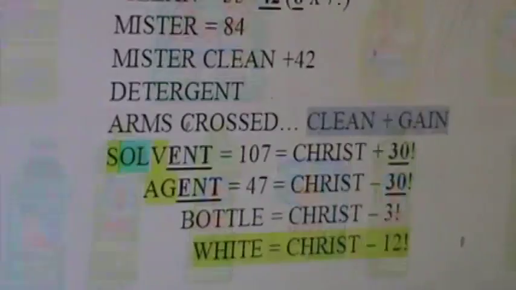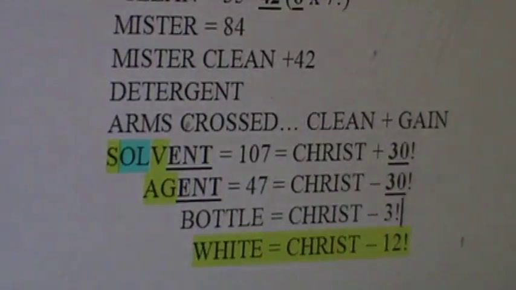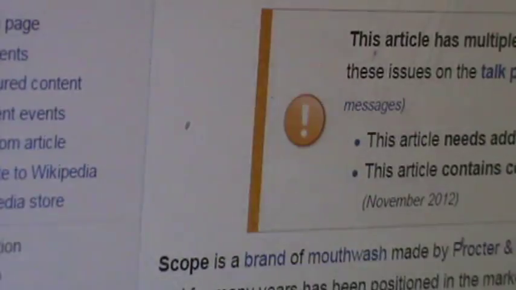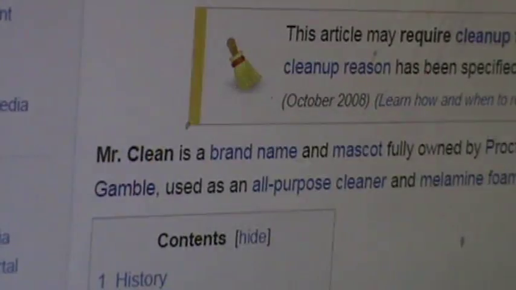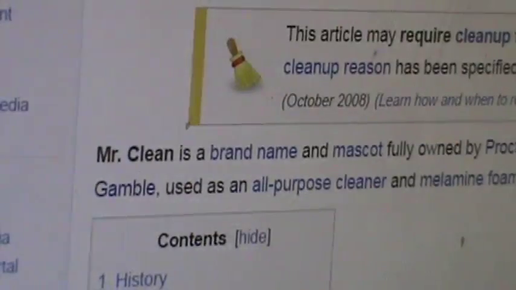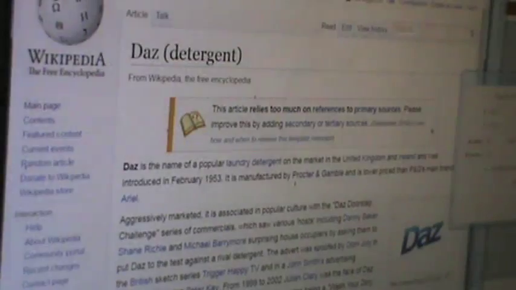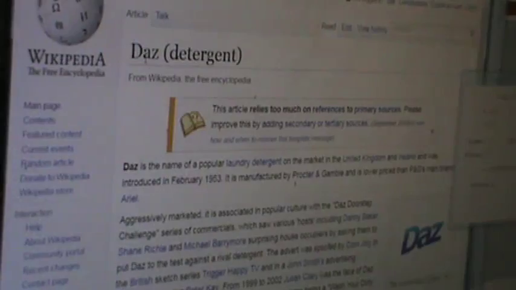Okay, so we really went deep there on Mr. Clean. And that took us a long time. But that is one of the most famous brands in cleaning that there is. I mean, it's Mr. Clean, for goodness sakes. And then we got to solve Windex, and Daz is a nice plus one for Father.